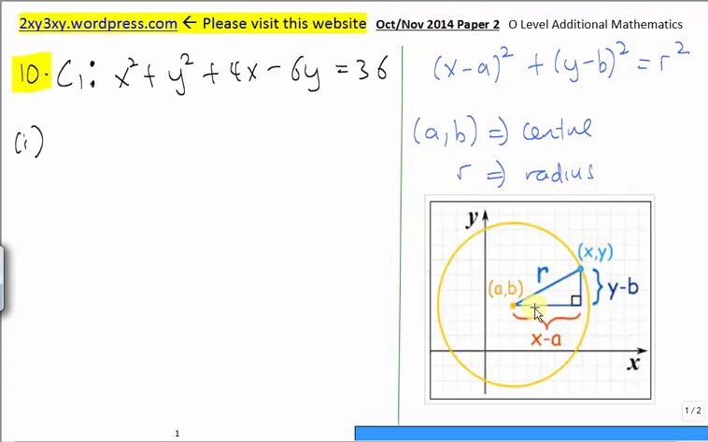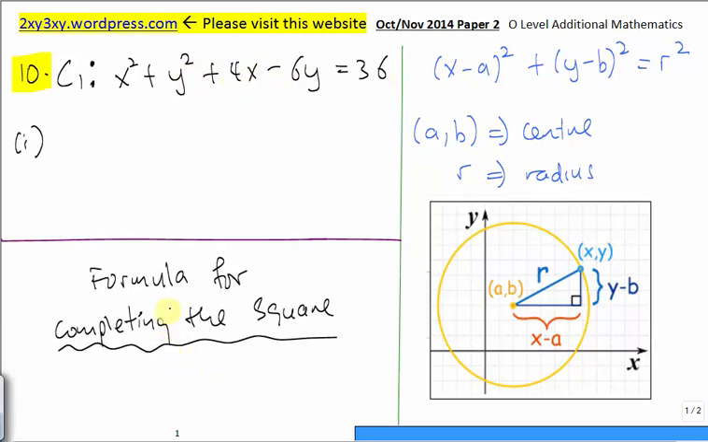This is shown in this diagram where (a, b) is the center, r is the radius, and (x, y) is any point in the circle. To express this equation into this form, we have to complete the square for this equation.